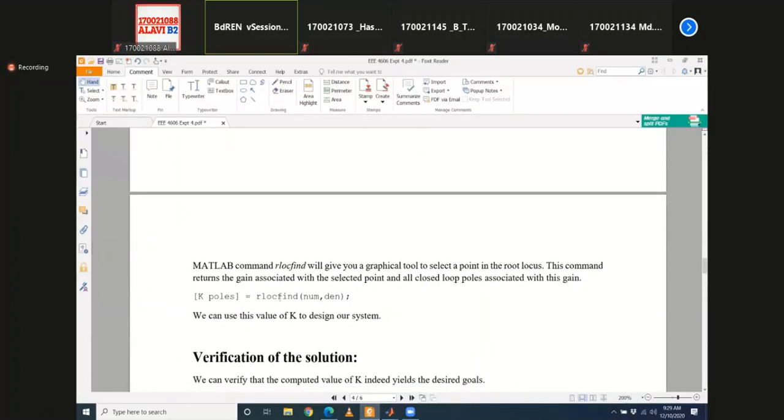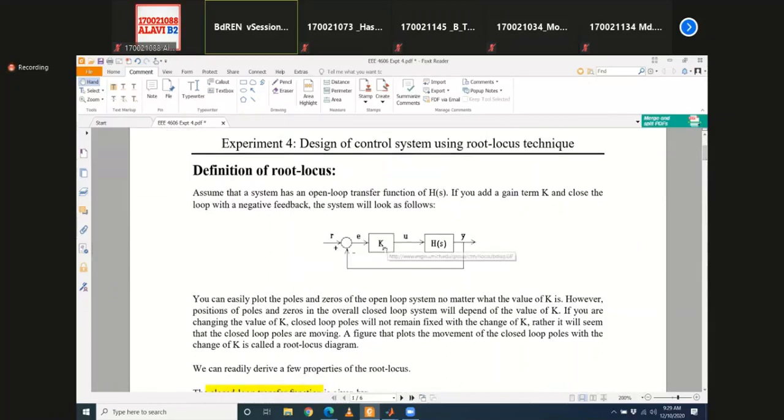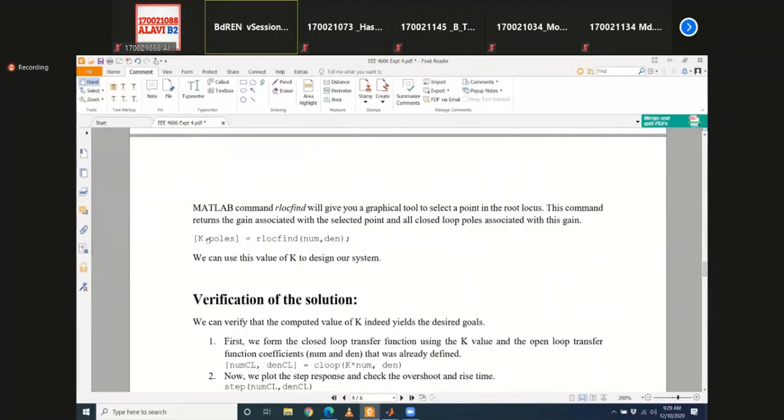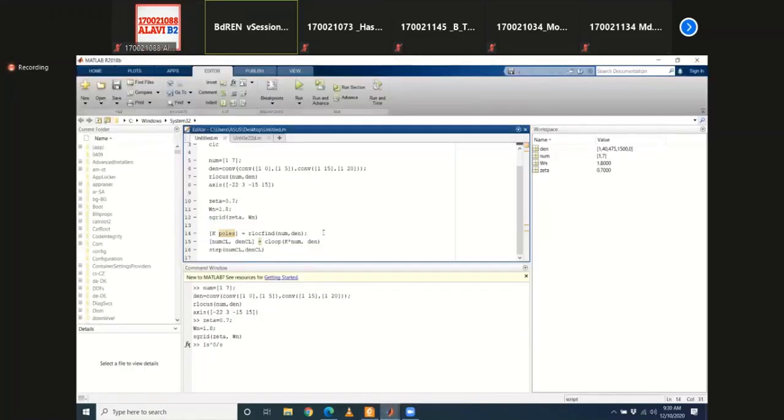For that, you need to use rlocfind, which will allow you to interactively select any point in the root locus diagram. And you'll get two output parameters. K will give you the gain that is associated with that location, that means your forward path gain, which we saw in the first diagram, K. And poles: it will also give you all the closed loop poles associated with the point you have selected. That means with the gain that you have obtained, it will show you all the closed loop poles, right? We don't need to copy, we already have this line. So let's run.